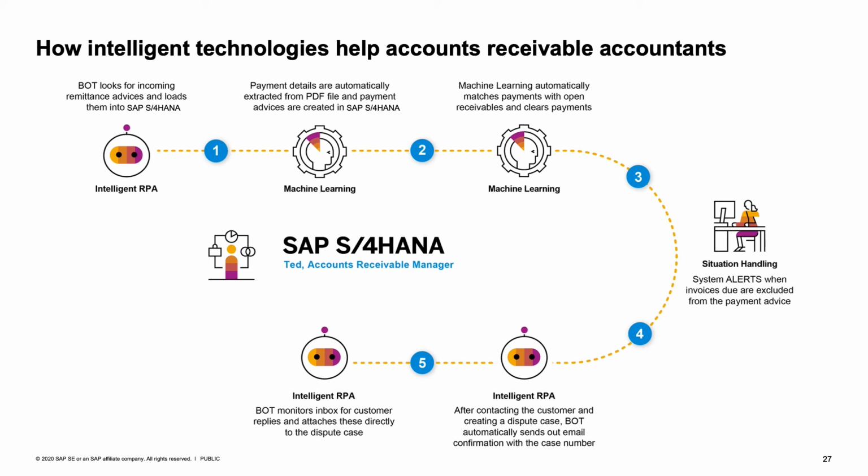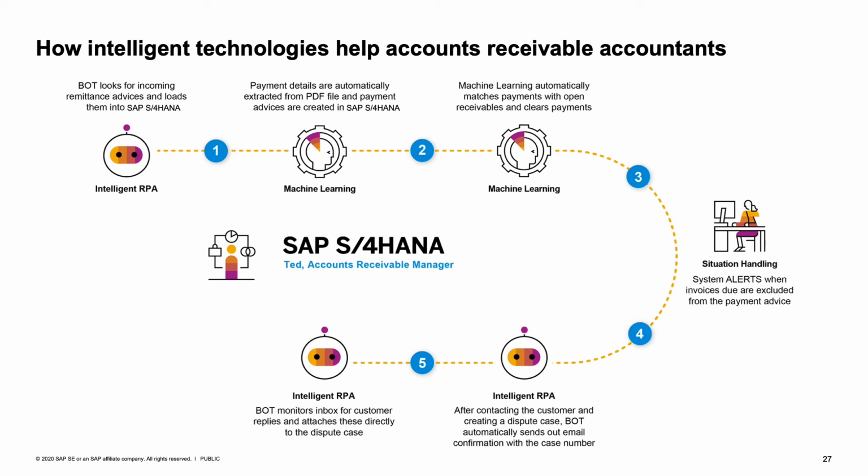Situation technology helps us identify these skipped invoices in the payment in a proper period that is required for the accounts receivable accountant to act proactively. Identifying this information at the right moment will give the business user extra time to act upon these unpaid invoices. Finally, the bot will follow up with the customer, notify the customer on the dispute cases, and send an email confirmation with the dispute case number.